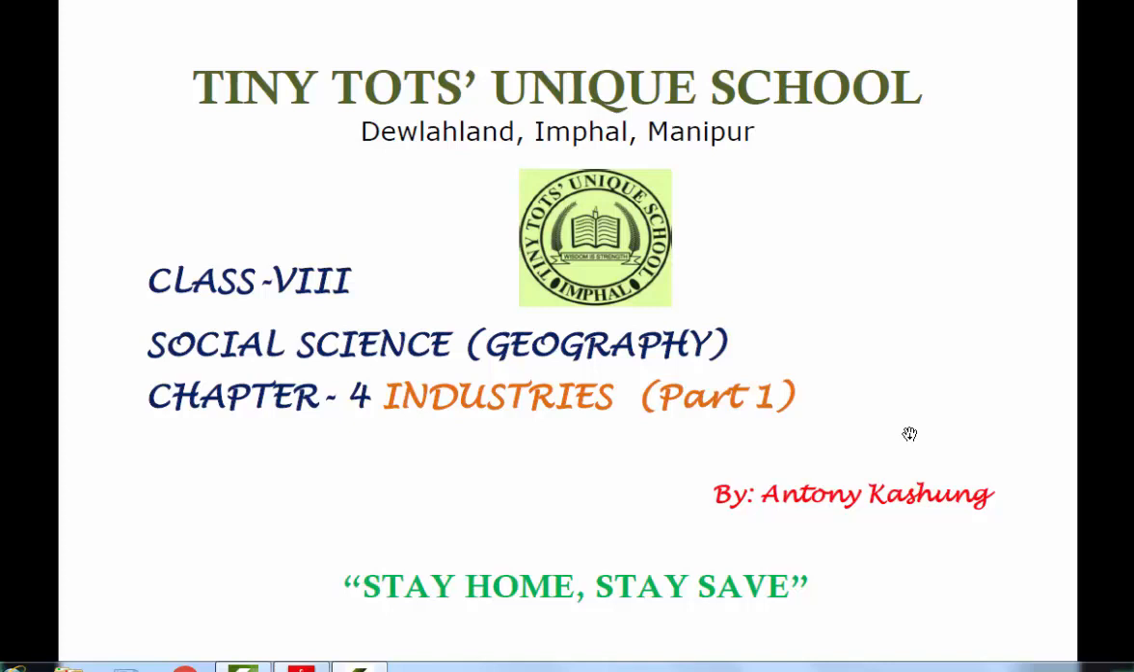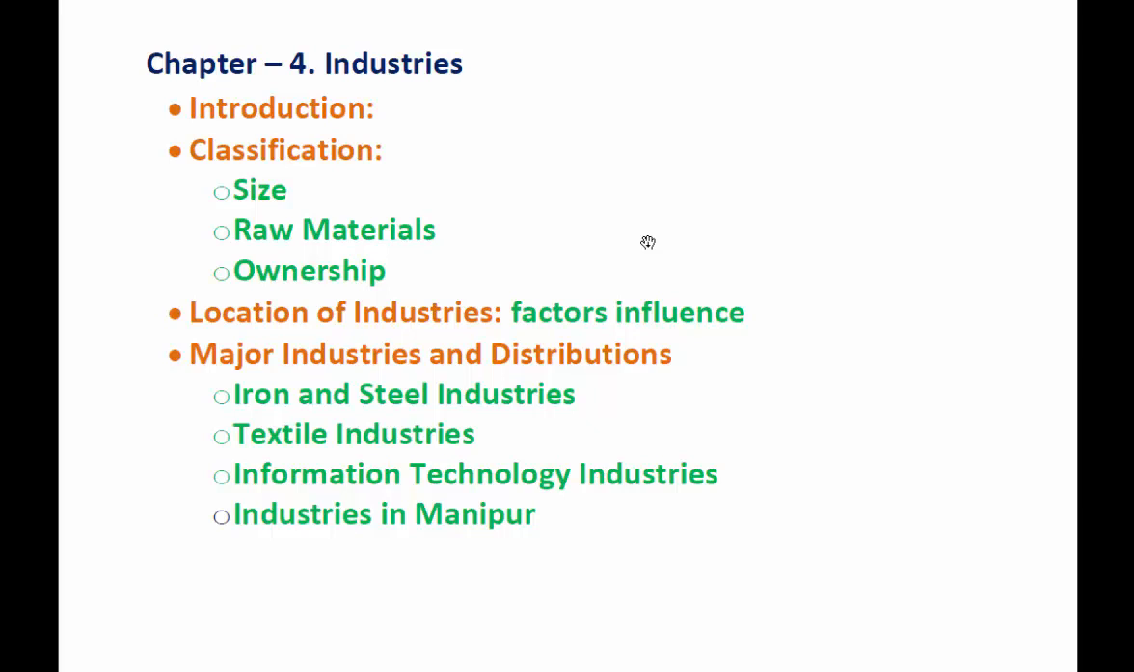Students of class 8, today let's learn chapter 4 from Social Science Geography. Today we will try to cover the classification of industries based on size, raw materials and ownership. Later on we will study the other topics, location of industries and also major industries and distributions.